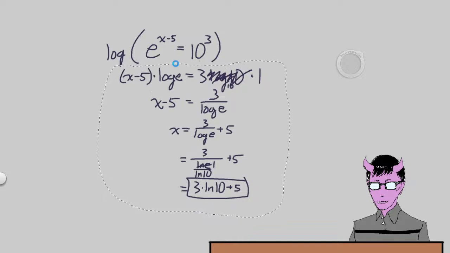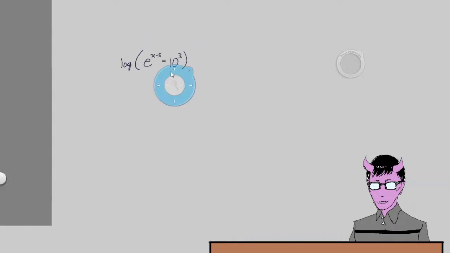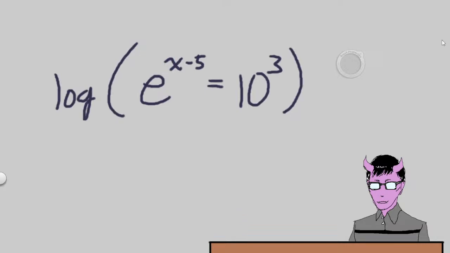Let's just do one more for the road, right? Let's choose something that's neither one. What if you choose a log base that's neither e or 10? Let's be goofy and pick natural log base pi. Again, nobody does this. There's no reason to do it.